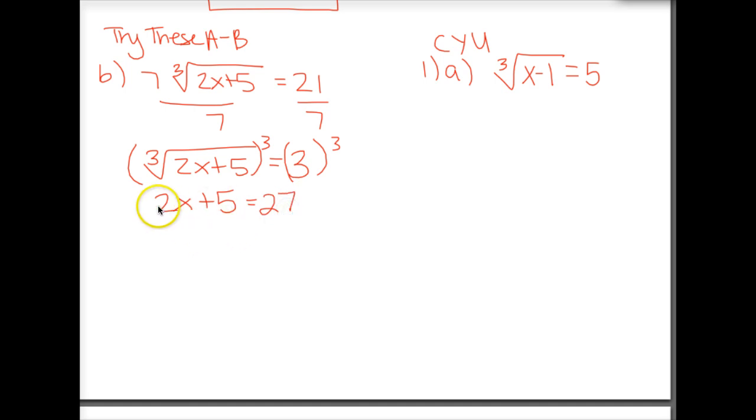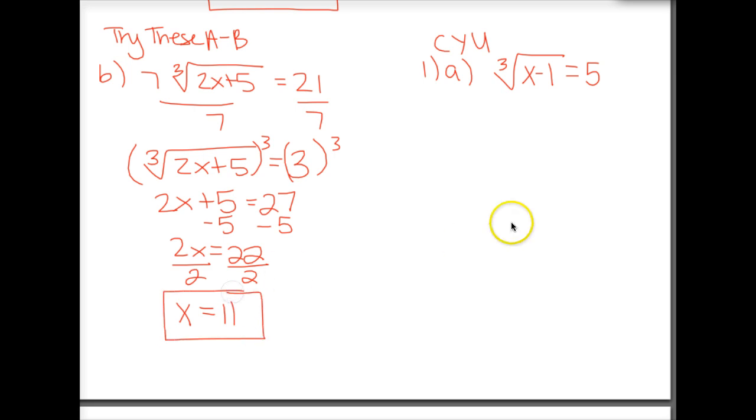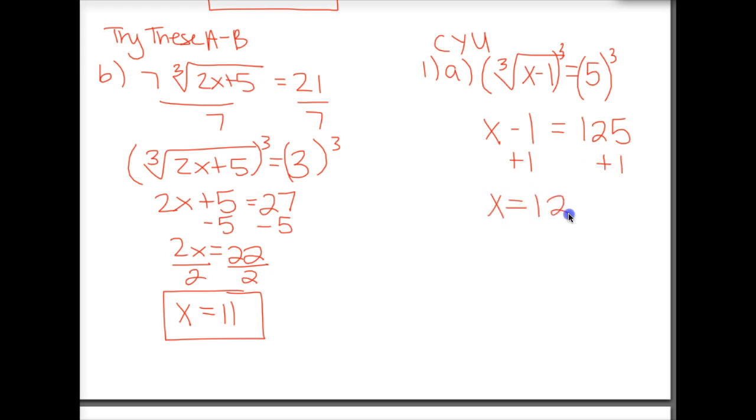So step 3 now, isolate the variable. So subtract 5 gives me 2x equals 22, and then divide by 2 to get a final answer of x equals 11. On the CYU 1A, radical's already alone, so that saves you a step of work. You can go straight to cubing both sides, gives you x minus 1 equals 5 cubed is 125. Only other step to get x by itself is to add 1, so x equals 126.